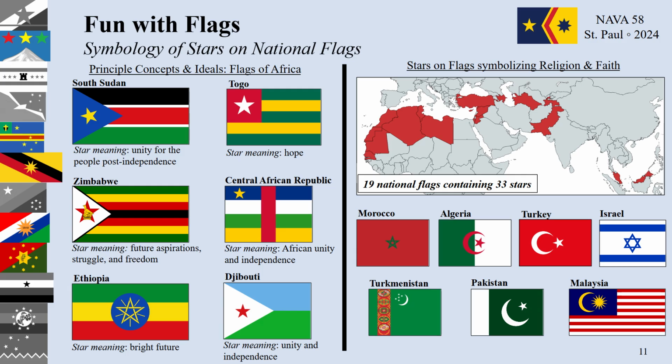The symbology and iconography of stars on flags of Africa specifically could also appear to have a lot to do with civil war and political unrest in the subsequent independence, like the flag of South Sudan, adopted in 2005, which represents unity and hope post-independence, and Djibouti, in which the star represents unity and independence itself.